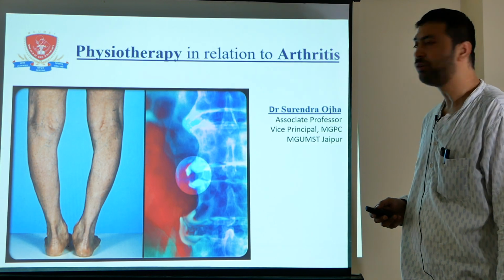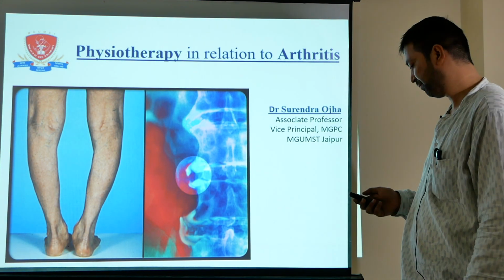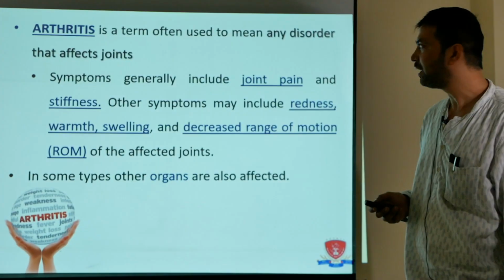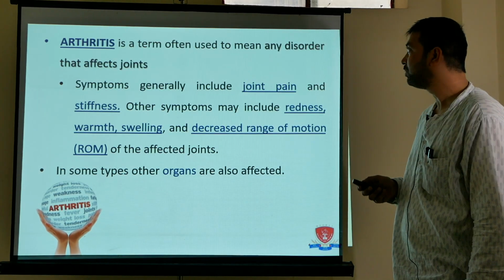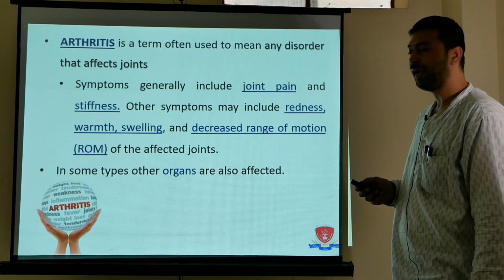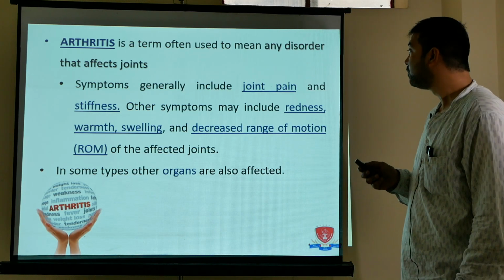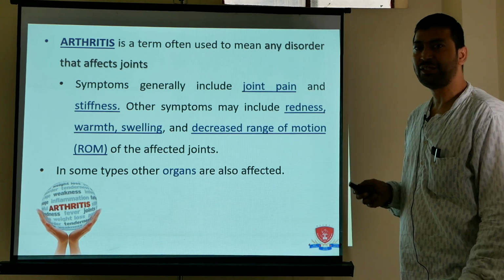Okay, today we are going to learn about physiotherapy in relation to arthritis. First, we have to know the definition of arthritis. Arthritis is the term often used to mean any disorder that affects the joint. Symptoms generally include joint pain and stiffness. Other symptoms may include redness, warmth, swelling, and decreased range of motion of the affected joint.